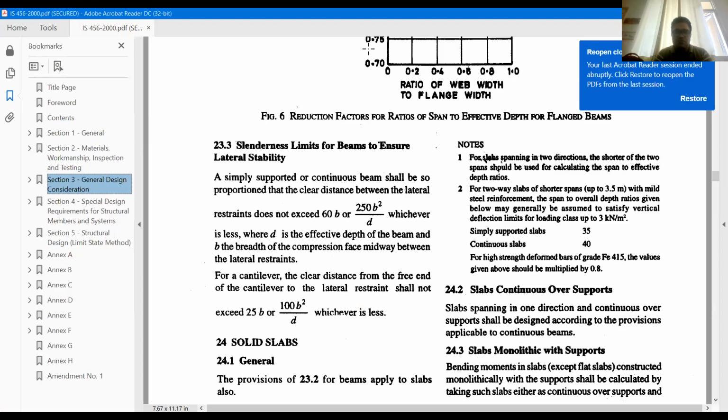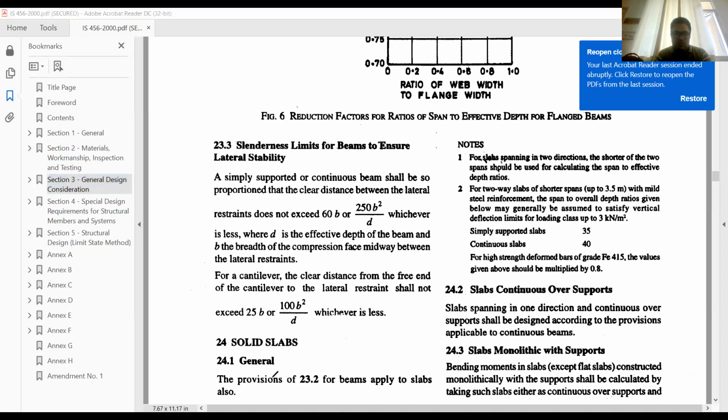Here you can see, if we refer to clause number 24.1, there are notes given. If we refer to note 2, it says: for two-way slab of shorter span up to 3.5 meter with mild steel reinforcement, the span to overall depth ratio given below may generally be assumed to satisfy the vertical deflection limit. So for this L by D ratio for two-way slab having shorter span up to 3.5 meter, if it is simply supported slab, then the ratio will be 35, and if it is continuous slab, the ratio will be 40.